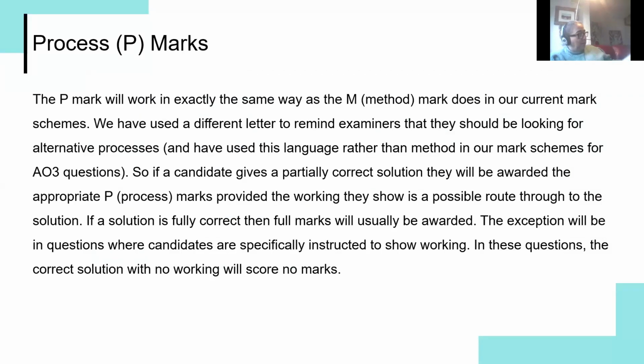I am then at this point going to pick up on the process mark. So when the new GCSE in 2017 was launched, Pearson had a new mark category, which was called the process mark. It is exactly the same as a method mark, with the exception that it's used for AO3 questions. So it's used for problem solving type questions. Assessment objective 3 is the problem solving aspect of the GCSE.